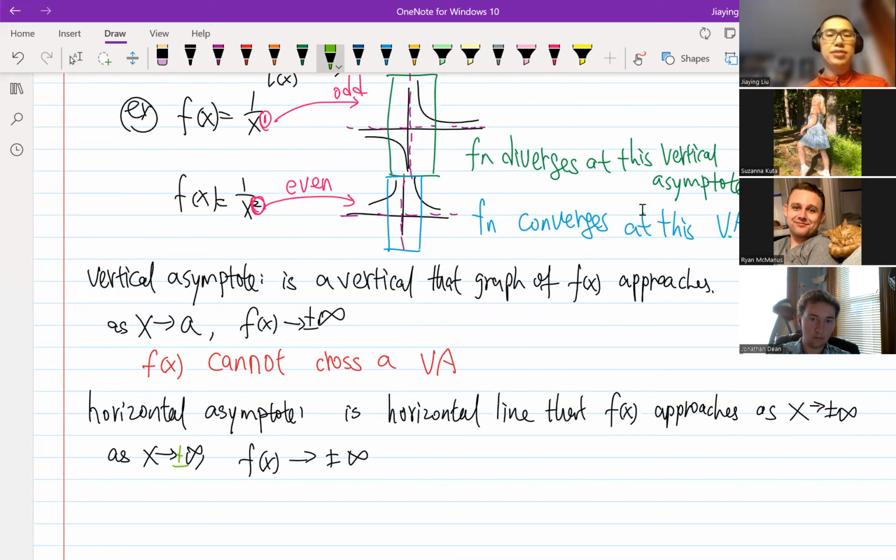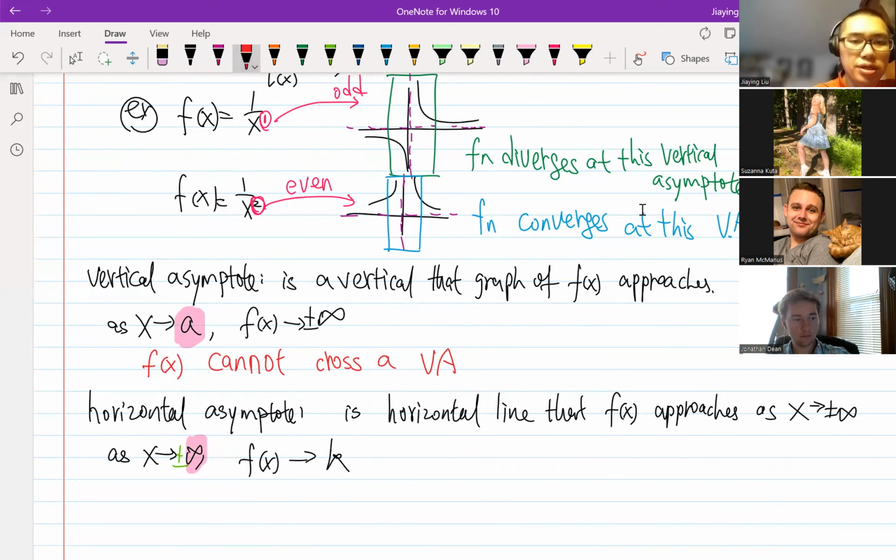So that's the horizontal asymptote, but note that a horizontal asymptote is when x goes to infinity, but a vertical asymptote is when x goes to a number. Oh, sorry, I made a mistake here. So a horizontal asymptote is when x goes to infinity or -infinity, the function approaches a number. That's the k. It's not infinity, I apologize for that. So that's a horizontal asymptote.